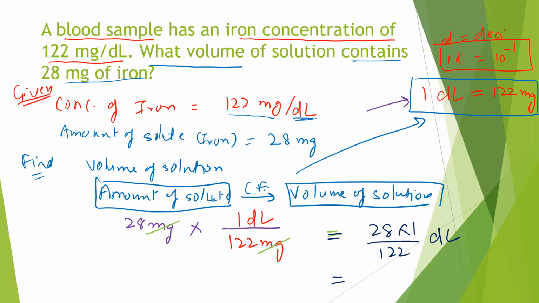and the answer comes out to be 0.229 deciliters, because the smaller value has only 2 sig figs, so the answer will be 0.23 deciliters. If needed, this deciliter can be converted into liters, but the problem does not ask for any specific unit, so we will keep it in deciliters.